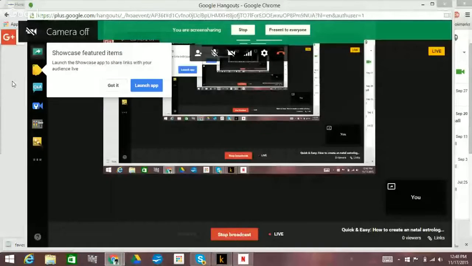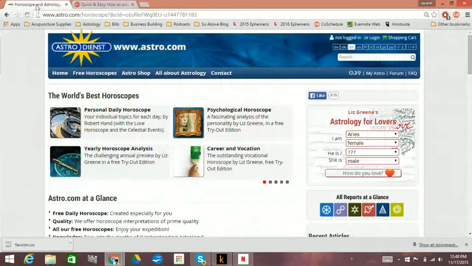So let's start doing a screen share. And we're going to go over to Astro.com. As you can see, this is Astro.com. This place is pretty amazing.